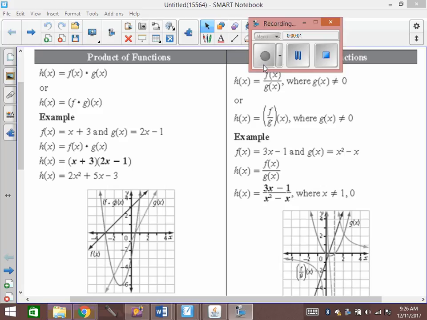Example. So if they write it as f closed dot g, if it's a closed dot, that means multiplication. If it's an open dot, it means something totally different, which we're going to learn tomorrow. It means composition.